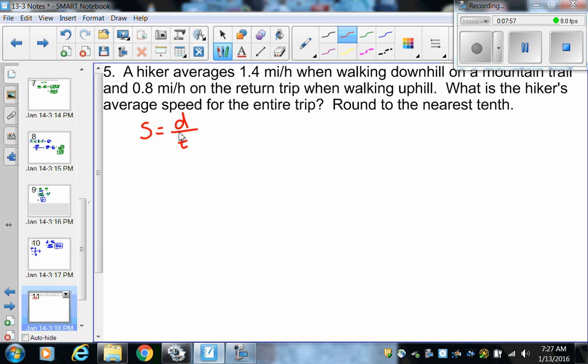So first thing we got to figure out is the distance. Well, your total distance was 2 trips, and we don't know how long the trail was. So it's 1 trip plus 1 trip, which comes out to be 2 times whatever the length of that trail is. Then we have our time.